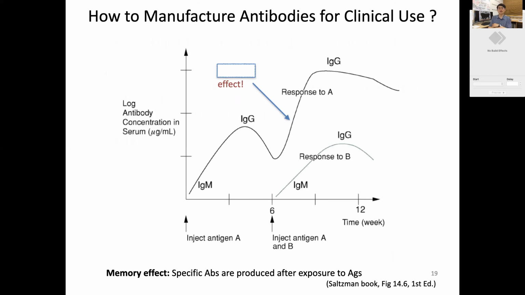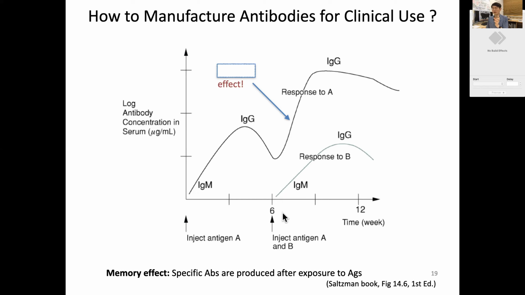This is a diagram showing the antibody response to exposure. The x-axis is time in weeks, and the y-axis is a logarithmic scale of antibody concentration in serum. Initial exposure will cause specific B cells to produce antibodies. The initial antibody on the surface of the B cell will be IgM, and then over time the amount of IgG will increase exponentially. You can see this after injecting antigen A.